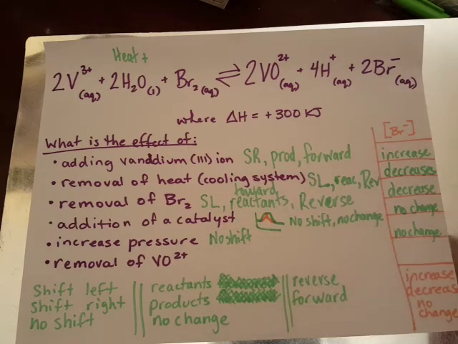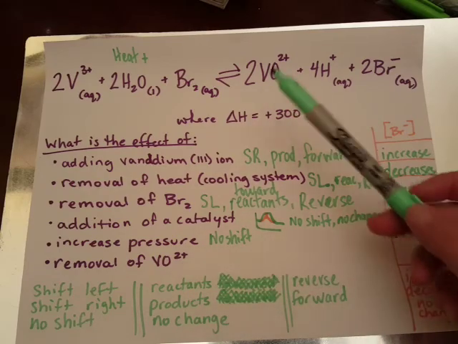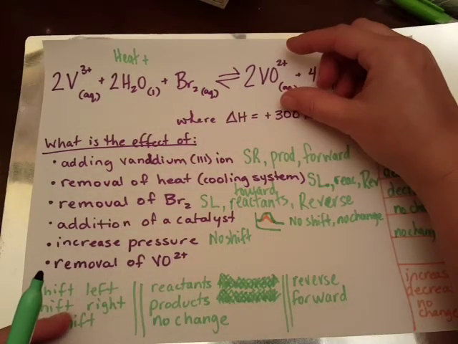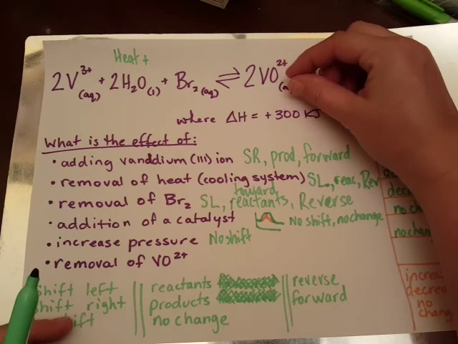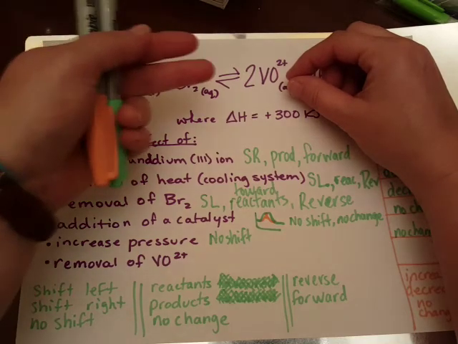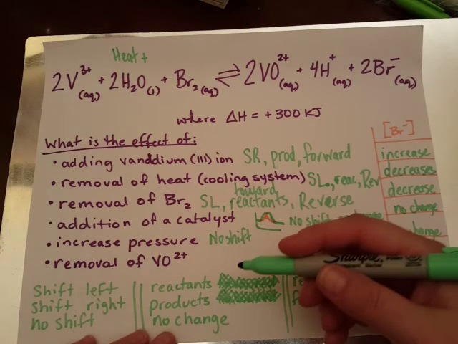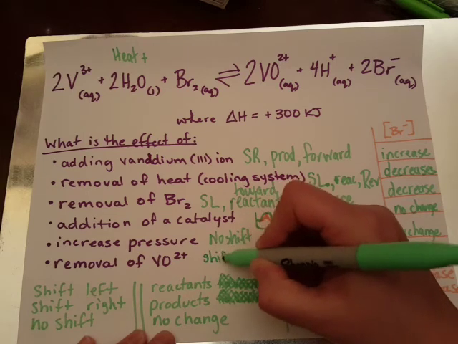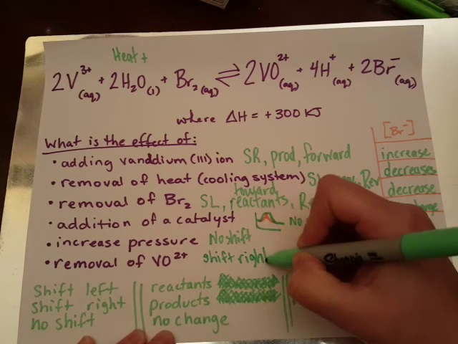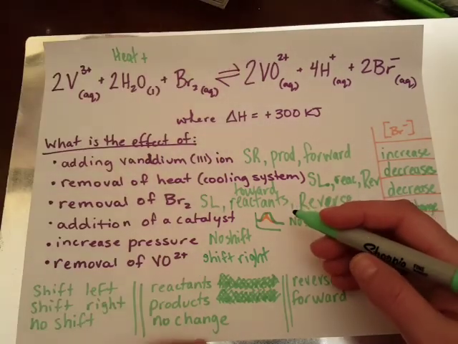Last one. The removal of the VO2 plus ion. So we're taking a product and we're decreasing the concentration in it. So we kind of made it mini. How do we relieve this? The only way to relieve this is to allow the forward reaction to occur and sort of refill. So we would call this a shift right. We would see the equilibrium shift to the right as this decreased amount starts to get filled.